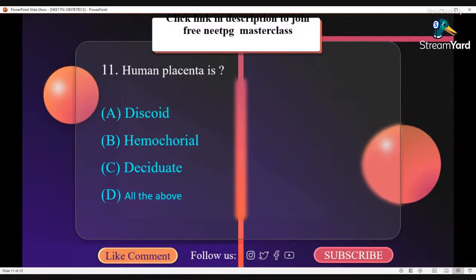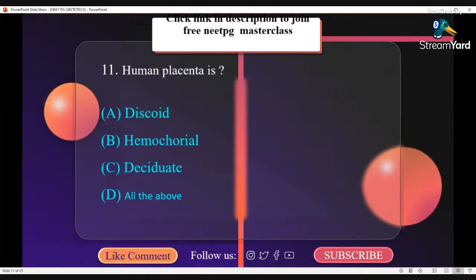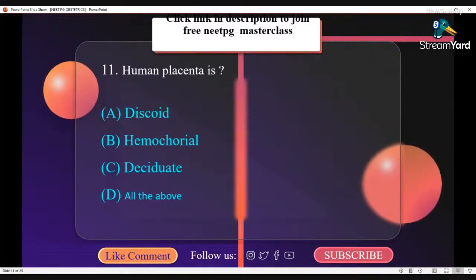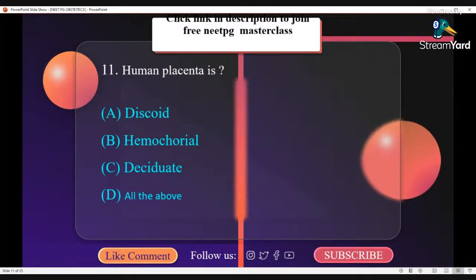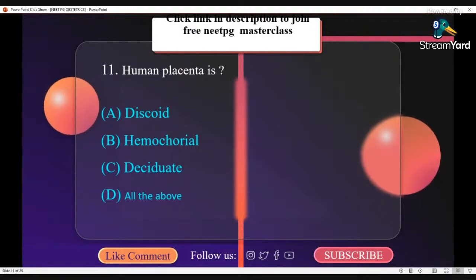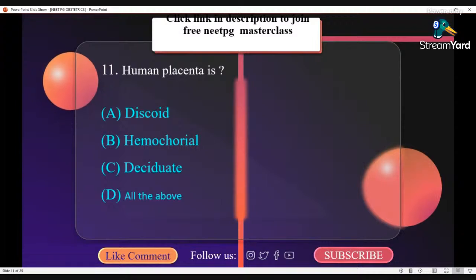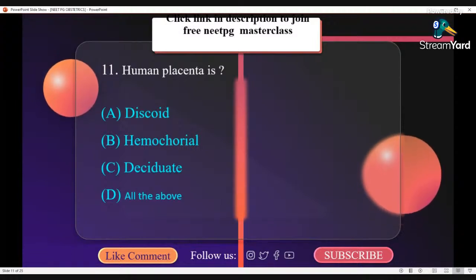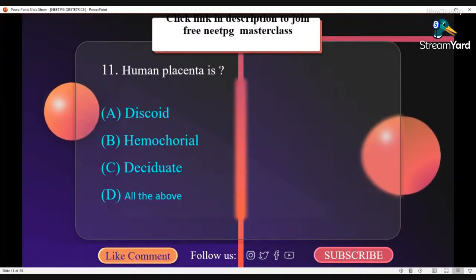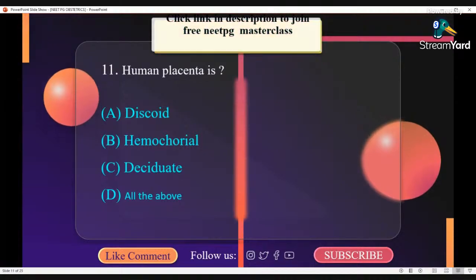Human placenta is A, discoid, B, hemochorial, C, deciduate. Yes, of course, human placenta is discoid also, it is hemochorial also, and it is deciduate also. So the correct option is D, all of the above.